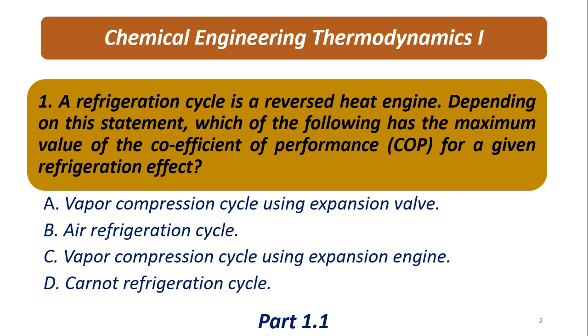The first question says a refrigeration cycle is a reverse heat engine. So depending on this statement, which of the following has the maximum value of the coefficient of performance, or COP, for a given refrigeration effect? A says vapor compression cycle using expansion valve. B, air refrigeration cycle. C, vapor compression cycle using expansion engine. D, Carnot refrigeration cycle.